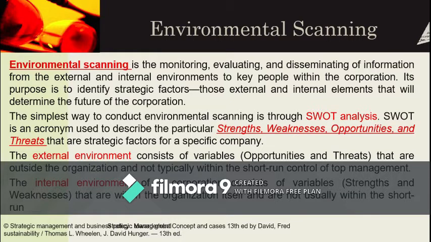Now, the external and the internal environment. The external environment consists of variables, your opportunities and threats, that are outside the organization and not typically within the short-run control of top management. So typically, the external environment is something that the organization cannot just control. Next is the internal environment, your strengths and weaknesses. These consist of variables that are within the organization itself and are not usually within the short-run control of top management. These variables form the context within which the corporation exists. They may be general forces and trends within the natural or societal environments, or specific factors that operate within an organization's specific task environment.